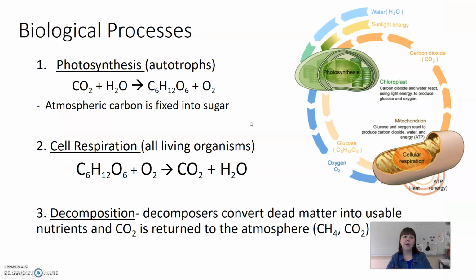So our biological processes, one is photosynthesis. Photosynthesis takes that atmospheric carbon, that carbon dioxide, and fixes it into sugar, which is then used for energy by the plant and then by the things that eat the plant. Cellular respiration is kind of the opposite of photosynthesis. If you notice, it's exactly opposite. Cellular respiration takes those sugars that have been locked up by photosynthesis and uses it, breaks apart, takes that energy, and then we respirate out carbon dioxide and water vapor.